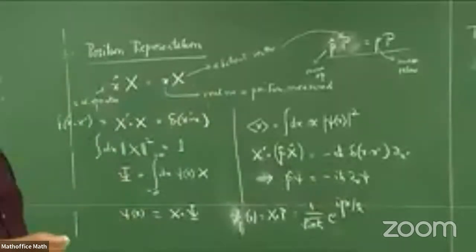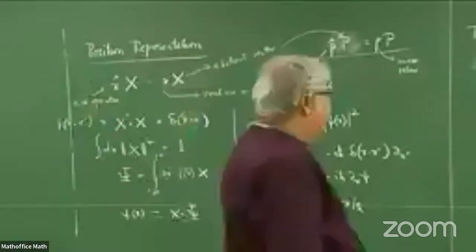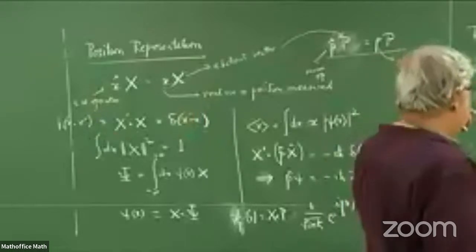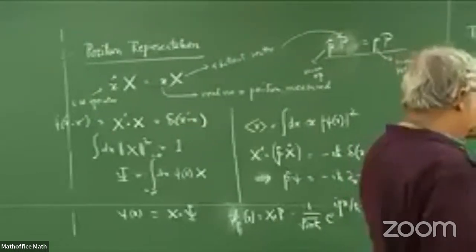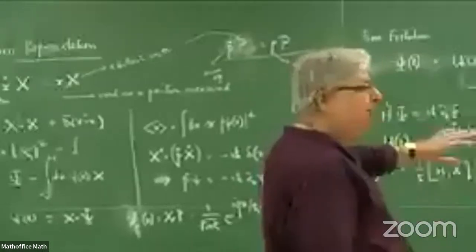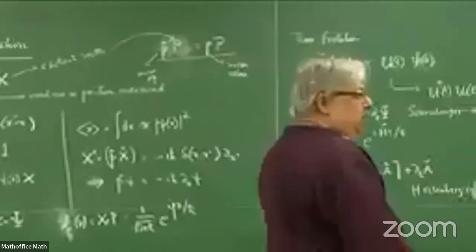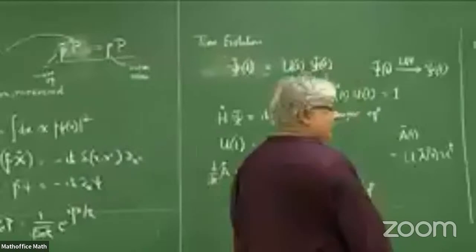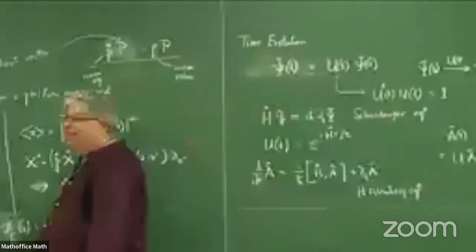If the forward time evolution in the Schrodinger picture is U, then in the Heisenberg picture, wouldn't it be U dagger A U? It will be, but I don't want to go into that. In that case, I'll be only doing this.